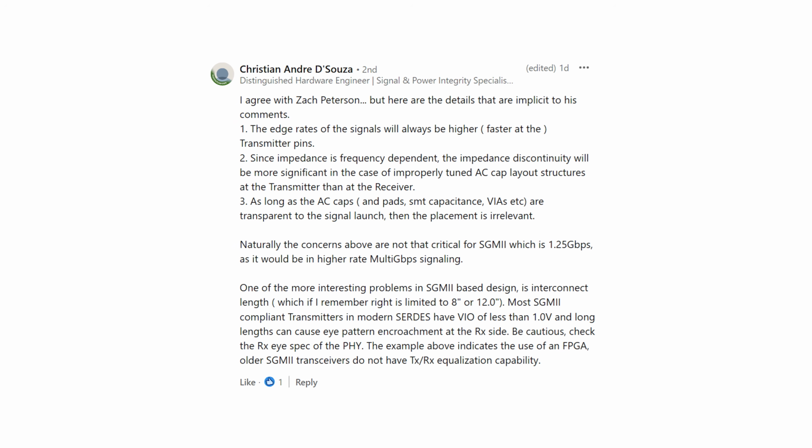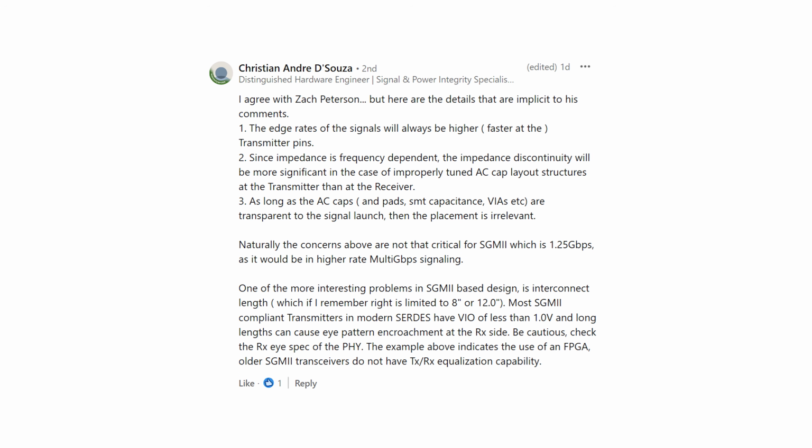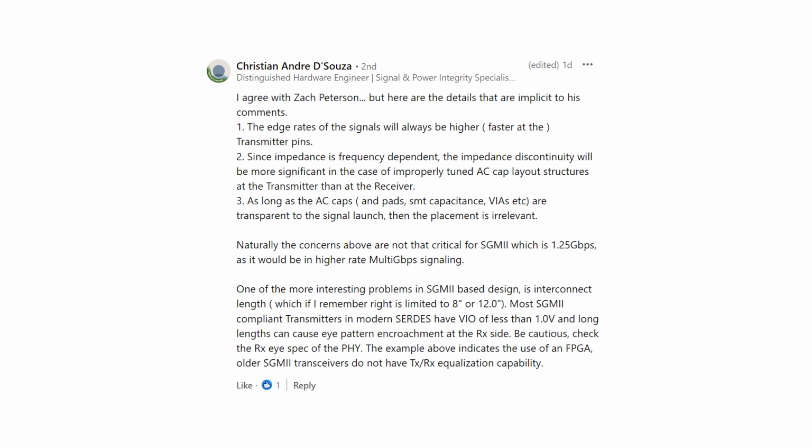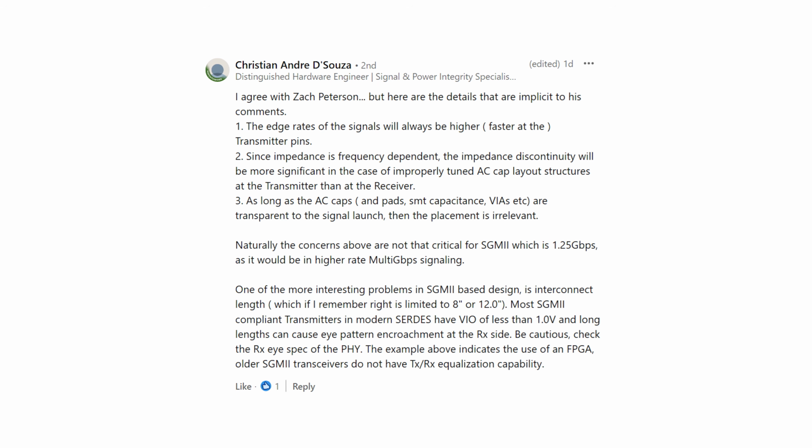He writes, I agree with Zach Peterson, but here are the details that are implicit to his comments. Number one, the edge rates of the signals will always be higher or faster at the transmitter pins, and that is true. Since impedance is frequency dependent, the impedance discontinuity will be more significant in the case of improperly tuned AC cap layout structures at the transmitter rather than the receiver. I think that's also true. As long as the AC caps are transparent to the signal launch, then the placement is irrelevant. Exactly, I think that's also true.